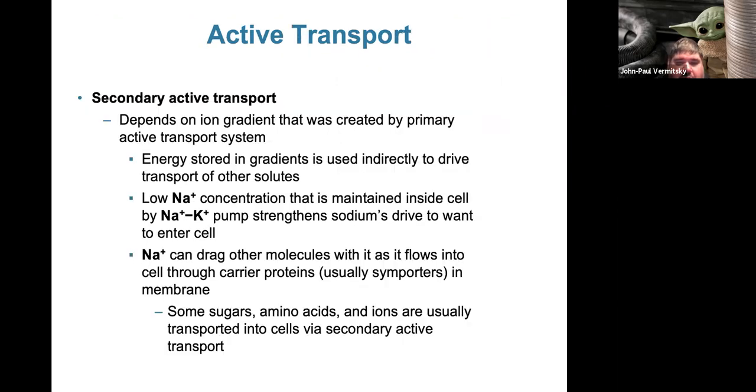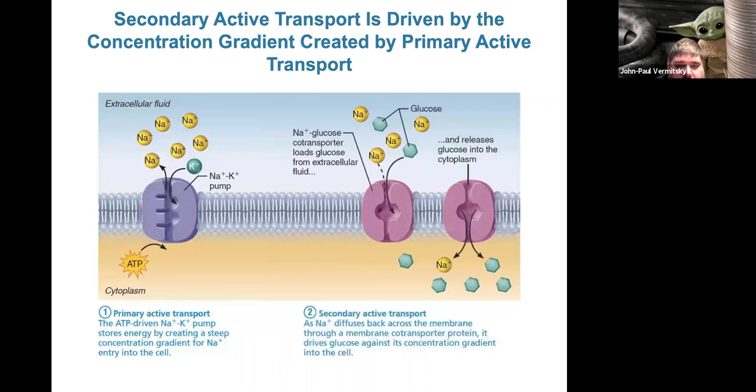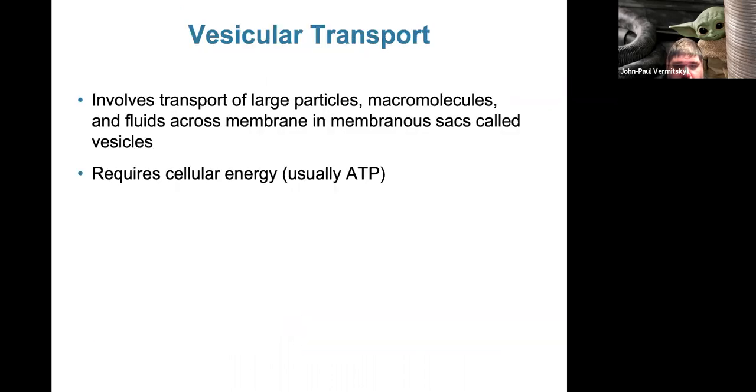Secondary active transport, this depends on the ion gradient that was created by primary active transport. So energy stored in gradients is used indirectly to drive transport of other solids. Low sodium concentration that is maintained inside a cell by the sodium-potassium pump strengthens sodium's drive to want to enter the cell. Sodium can drag other molecules with it as it flows into the cell through the carrier protein. So here we have our primary active transport, as you can see here in the dark purple, and our secondary active transport as a result in the light purple.